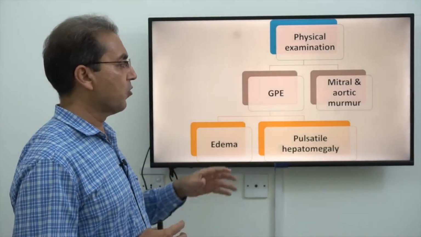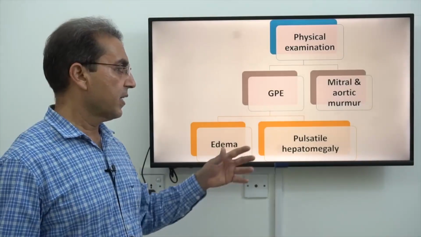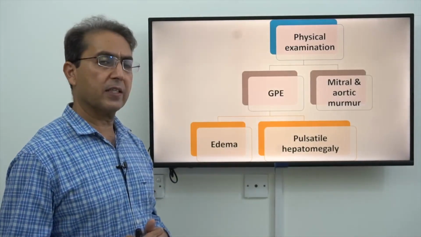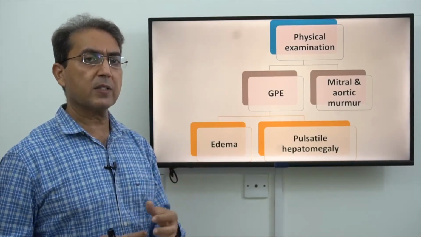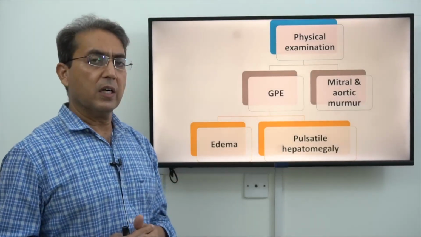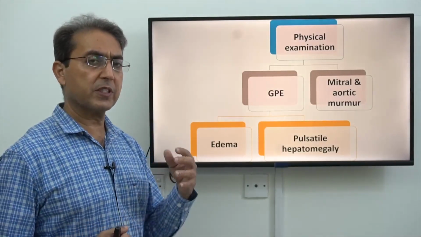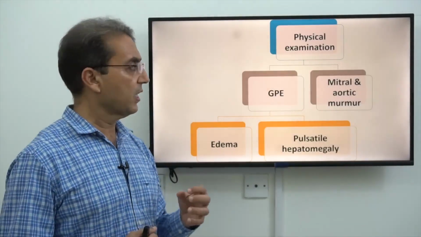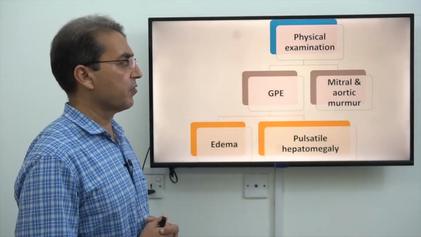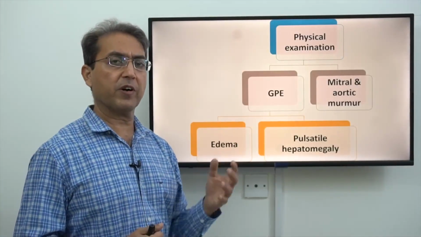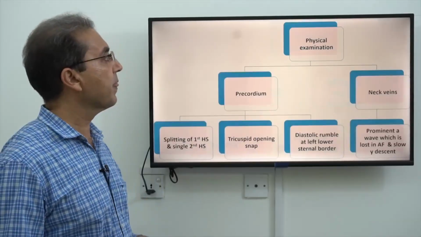Physical examination: we go for a general physical examination. We find the patient has dependent edema. There may be, in some patients, pulsatile hepatomegaly. The high pressure in the right atrium sometimes is transmitted backward into the vena cava, and this pressure may go into the liver. This may be a large liver, and you may feel the pulsation of the liver. This pulsation is seen in diastole because the atrial systole occurs in ventricular diastole. Then you may find features of involvement of the mitral valve or aortic valve, and you may find the corresponding murmurs of mitral valve disease or aortic valve disease.